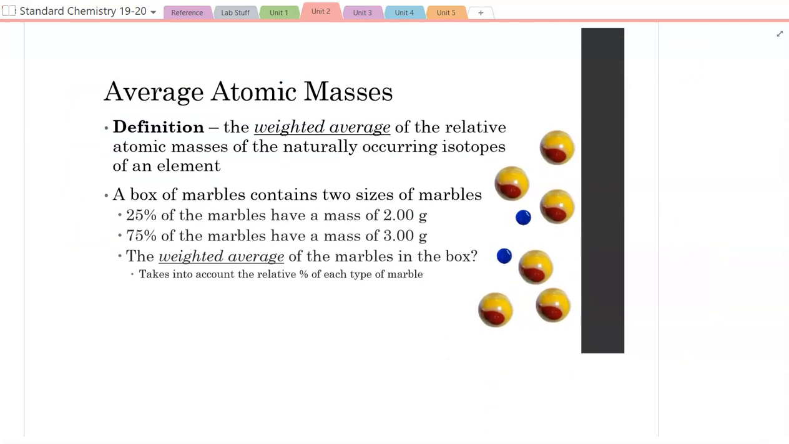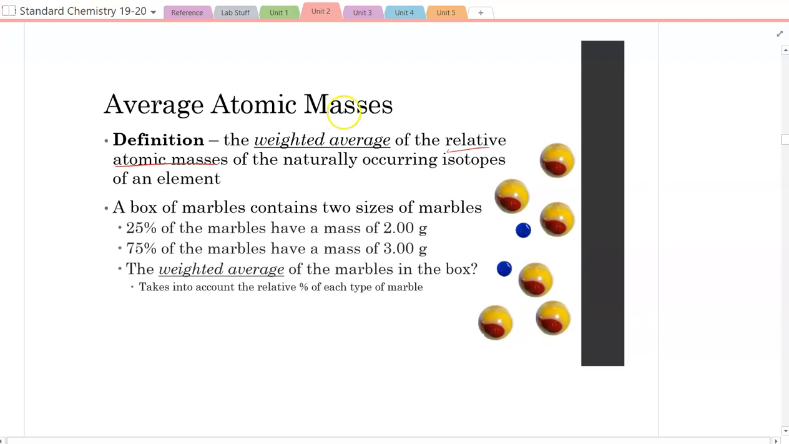So to put this into context, we need to apply this idea of something called a weighted average. This average atomic mass is a weighted average of the relative atomic masses, the AMU, of the naturally occurring isotopes of a single element. All right, let's talk about what a weighted average is first. So this little subsection here specifically refers to this definition.